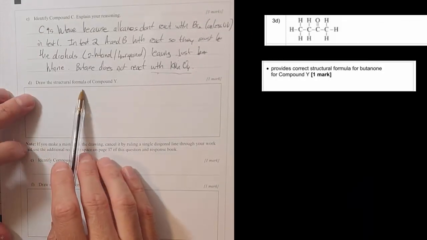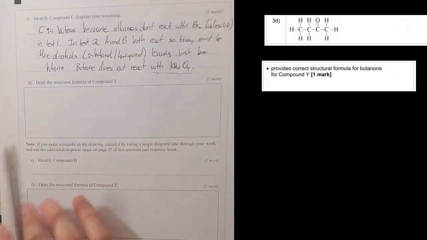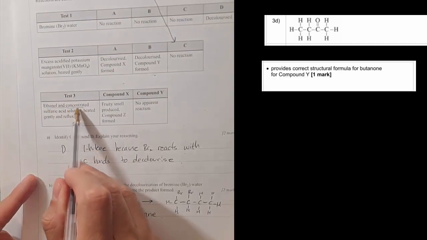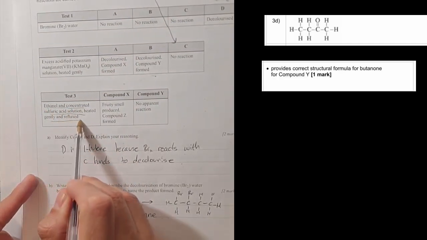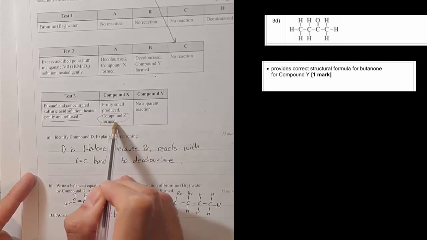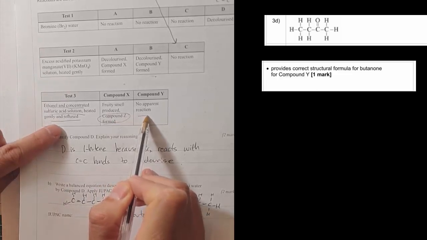All right, I'm going to move on to D. Draw the structural formula of compound Y. Okay, so we've got ethanol, concentrated sulfuric acid, gently refluxed. Fruity smell produced, compound Z formed. Compound Y, no apparent reaction. So what is compound X?